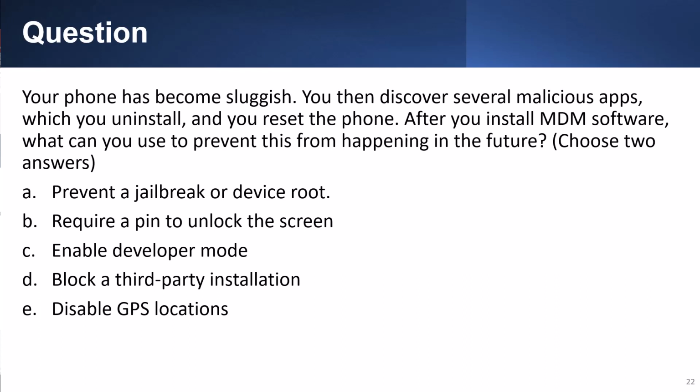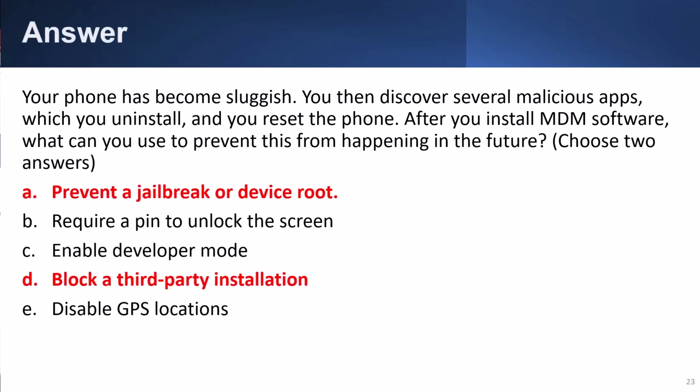Question: your phone has become sluggish. You then discover several malicious apps, which you uninstall, and you reset the phone. After you install MDM software, what can you use to prevent this from happening in the future? Choose two answers. Answer: prevent a jailbreak or device root, and block third-party installation.